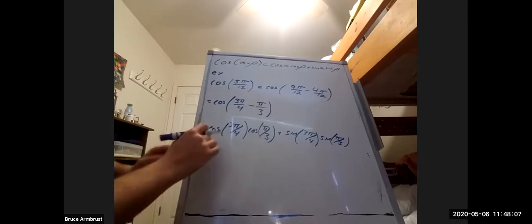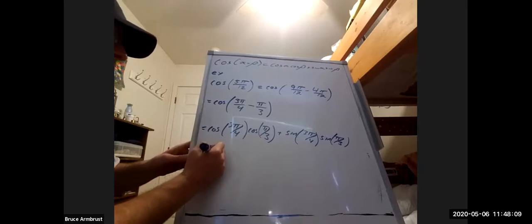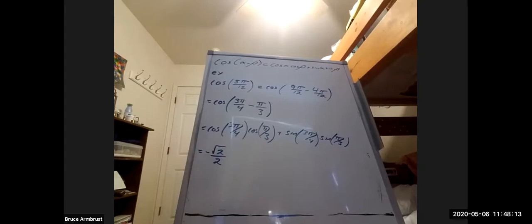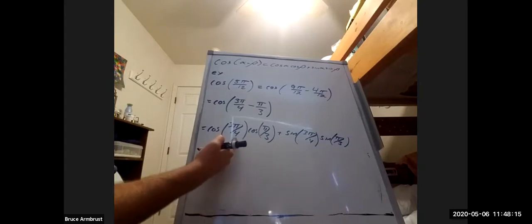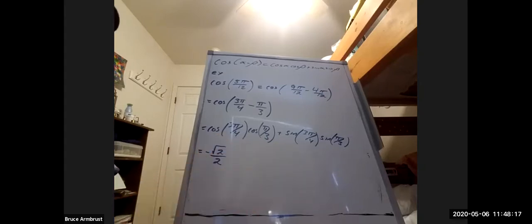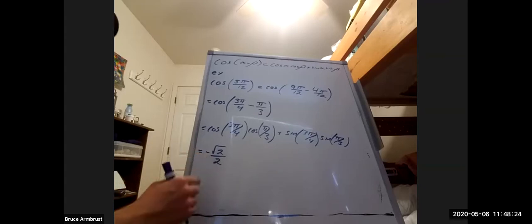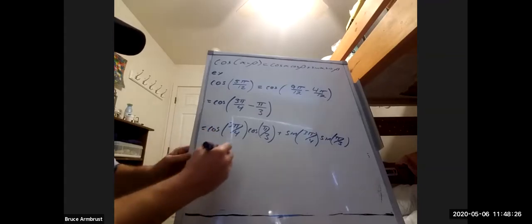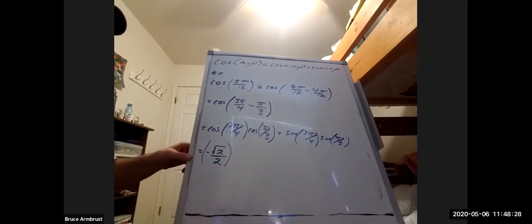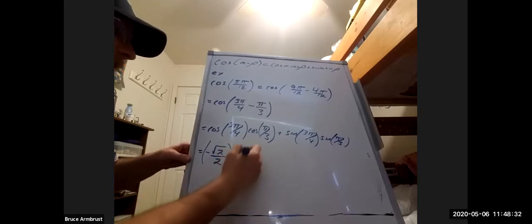So the cosine of 3 pi over 4 is minus root 2 over 2. Since it's got a 4 on the bottom, you know it's going to be root 2 over 2. You can figure out plus or minus by looking at which quadrant it's in. Since it's in the second quadrant, I know cosine is negative, so that's minus root 2 over 2. And the cosine of pi over 3, I also know that. That's 1/2.